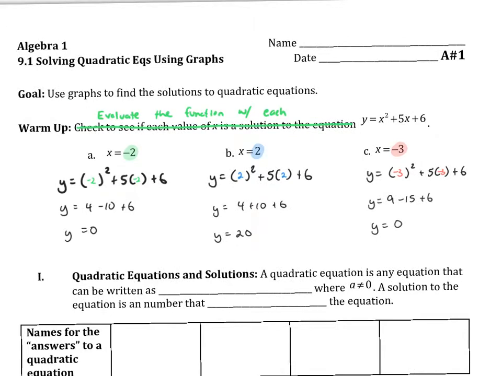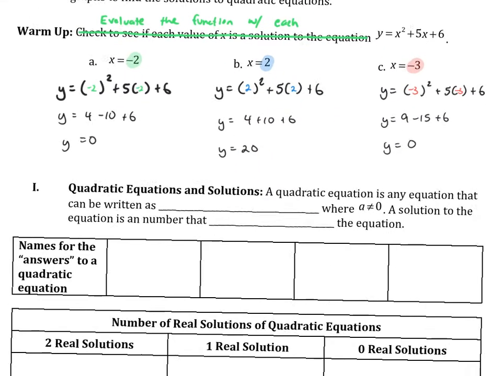So by way of introduction, what we did was evaluate the function with each of these values of x, and you can pause the video and see what we get. But negative 2 goes in for x here, negative 2 goes in for x there, and when we evaluate, we get 0. 2 gives me 20, negative 3 also gives me 0.